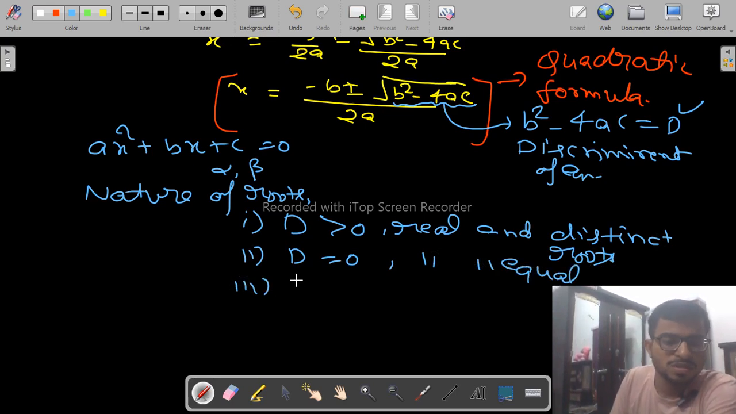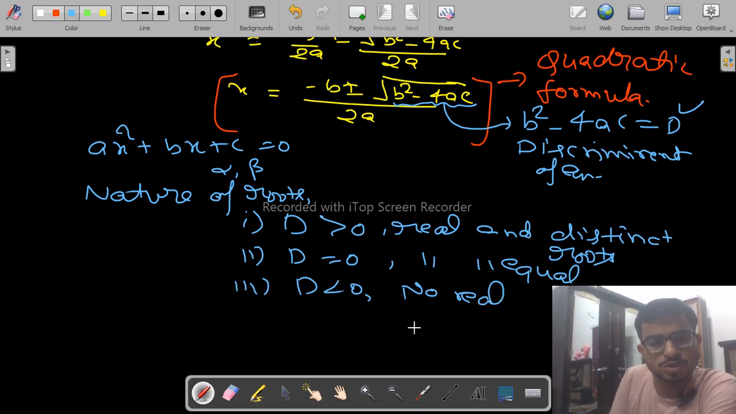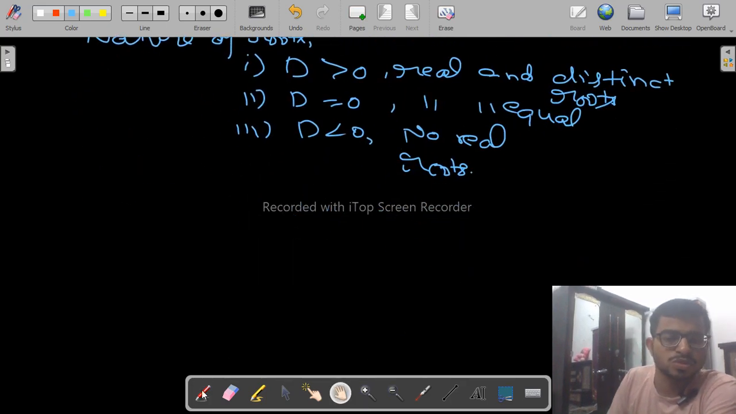The third case is whenever D is less than 0, the equation will have no real root. No real root means imaginary roots. One by one we can see examples of these also.